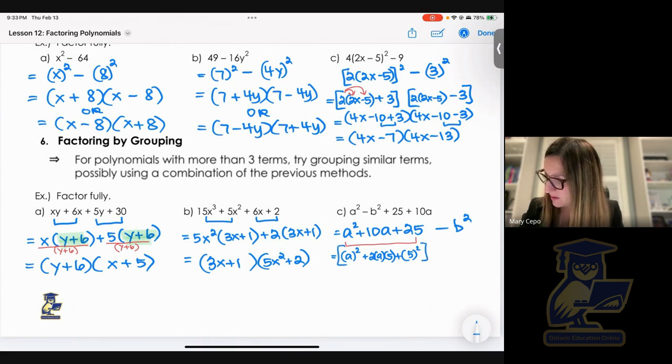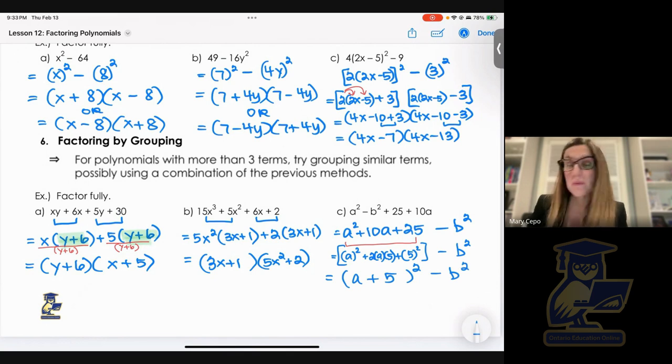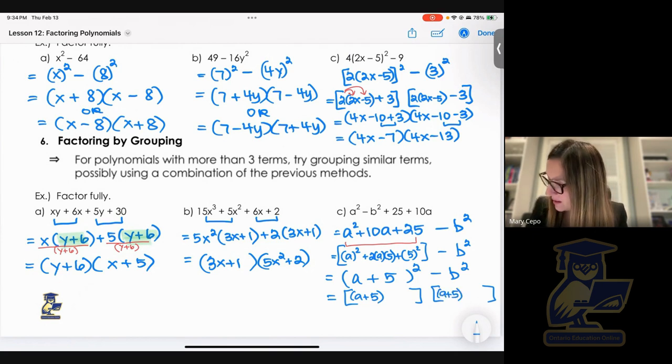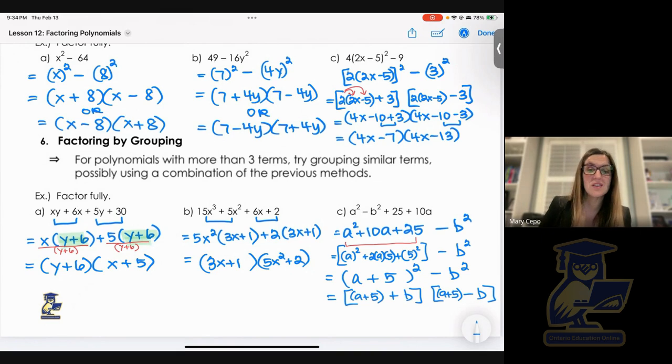So if I group this, minus b squared, a perfect square trinomial can be factored as a binomial square. So this would be (a plus 5) squared minus b squared. By doing that, I've created a difference of squares. So with that, I can create my two brackets. A plus 5 would be the first expression in each bracket, and then b would be the second, and the only difference between them is a plus and a minus. The order does not matter.